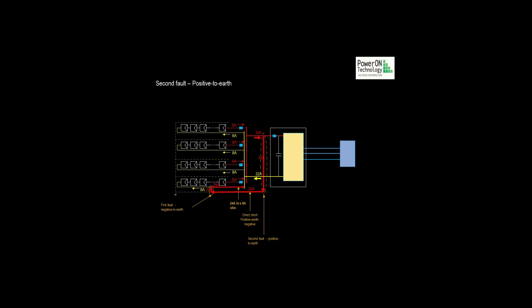Assume that the second fault is a positive to earth fault from the main positive line feeding the inverter from the positive bus bar, carrying the combined current of all the strings, which in this example is 32 amps. As a result of this second fault, there is now a short circuit between the positive and negative of the installation via earth. The 32 amps flowing in the main positive line is shunted into this short circuit, as shown here.